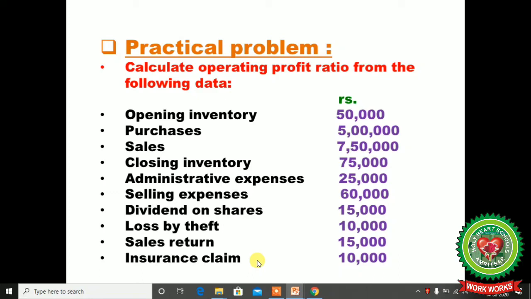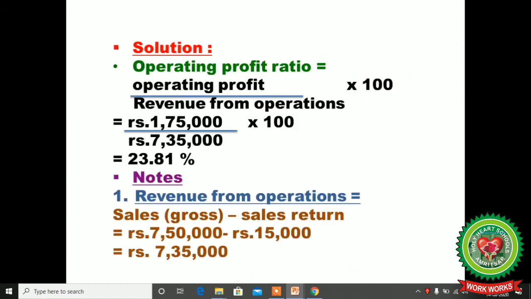So see, with the practical problem, calculate the operating profit ratio from the following data: opening inventory, purchases, sales, closing inventory, administrative expenses, selling expenses, dividend on shares, loss by theft, sales return, insurance claim. So the operating profit ratio.